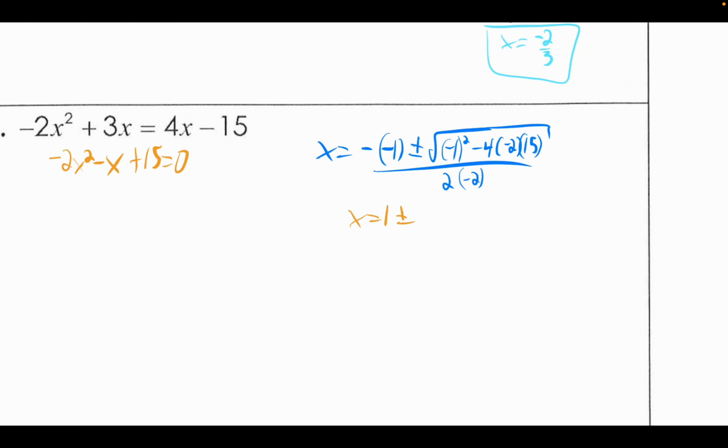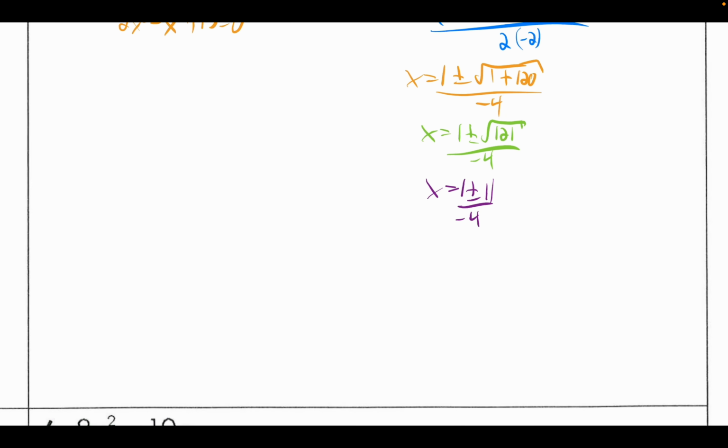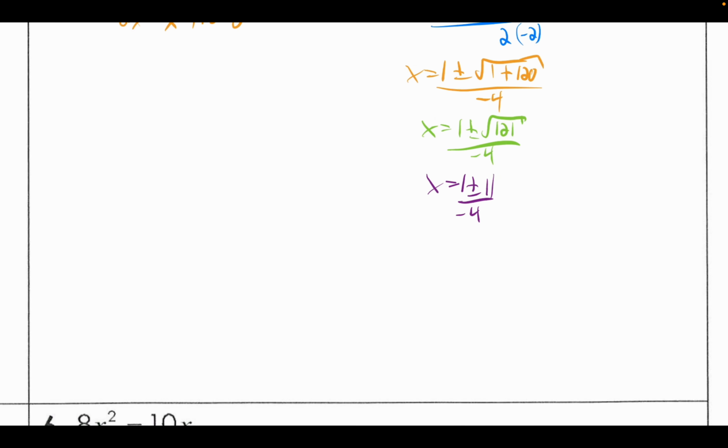x equals 1 plus or minus the square root of 1 plus 120 all over negative 4. So that's 1 plus or minus the square root of 121 all over negative 4. And the square root of 121 is 11, so 1 plus or minus 11 all over negative 4. So I'm going to go ahead and make my two cases here, where you get x equals 1 plus 11 all over negative 4, and x equals positive 1 minus 11 all over negative 4.